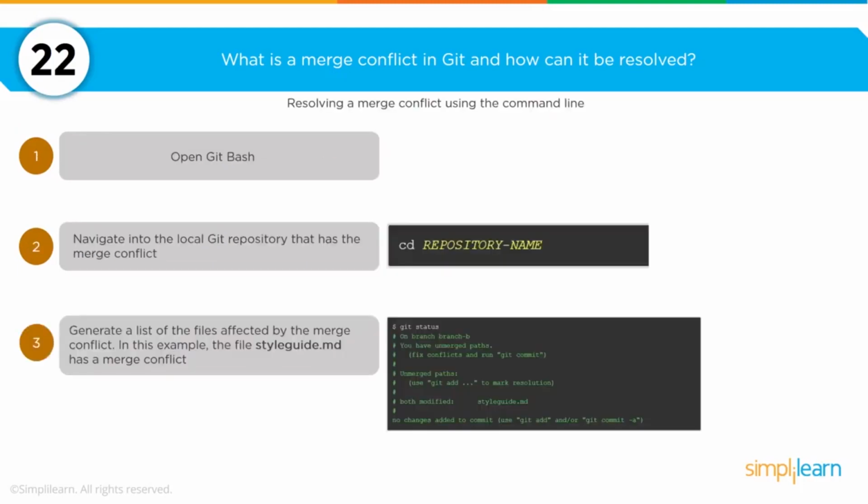So you can also do this through command line, and with the command line you want to use Git Bash. As a first step, open up Git Bash and then navigate to the local Git repository in command line using the cd change directory command and then list out the actual folder where you are putting all of your code. Then you want to generate a list of the files that are affected with the merge conflict. And in this instance here, you can actually see the file styleguide.md has a merge conflict in it.